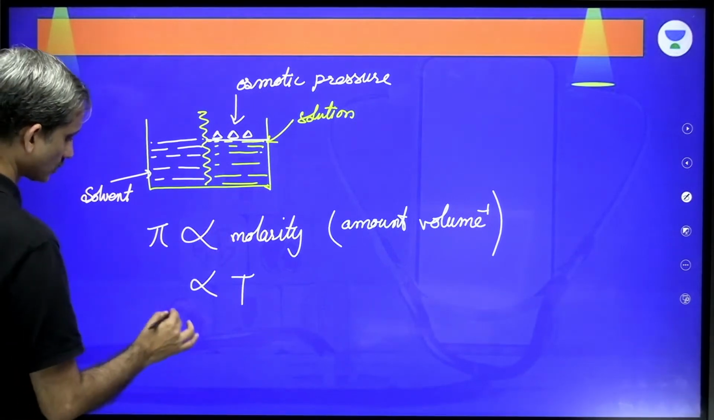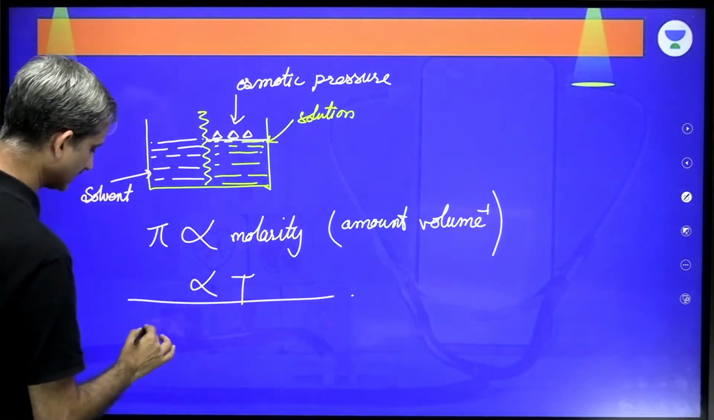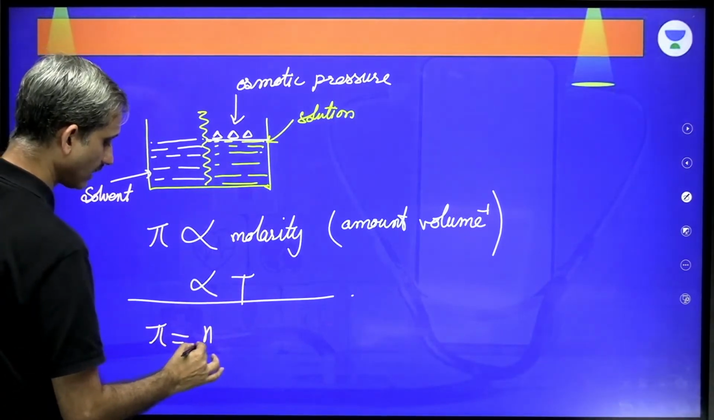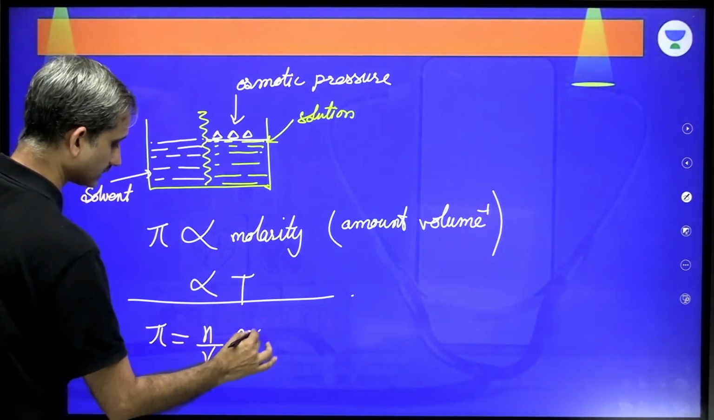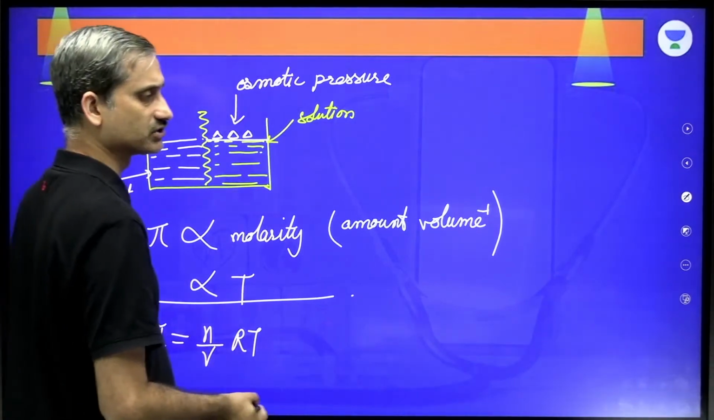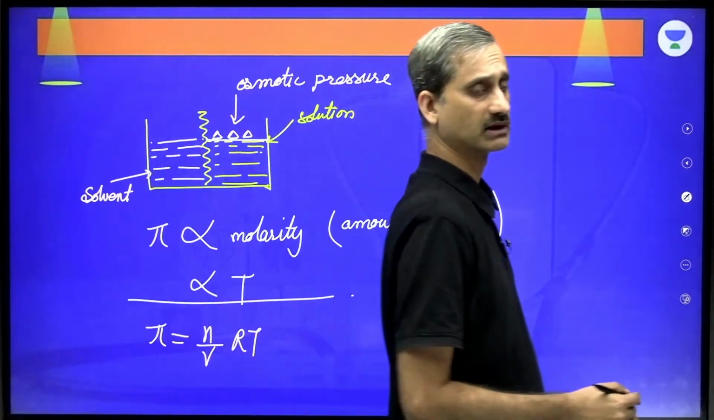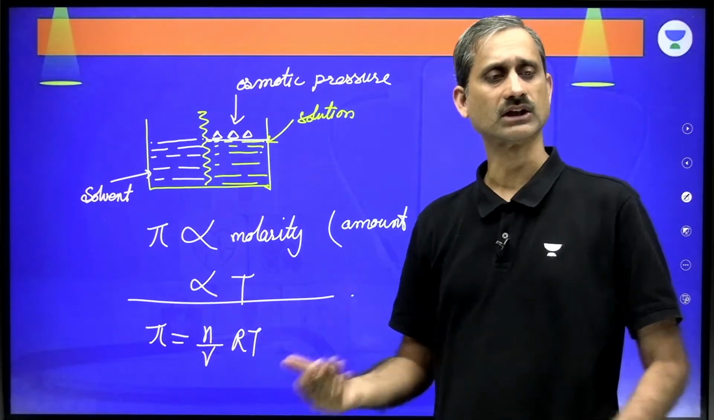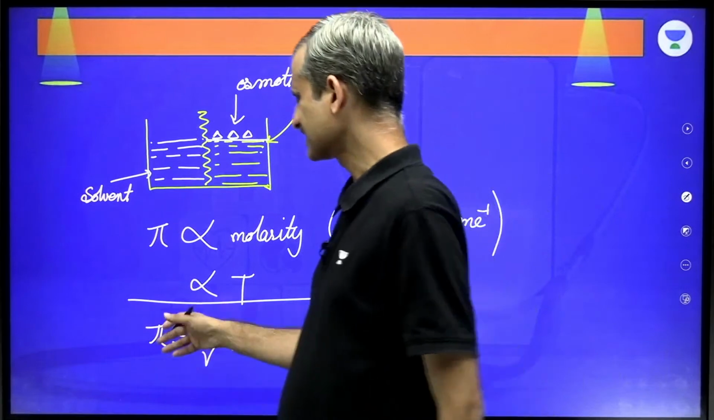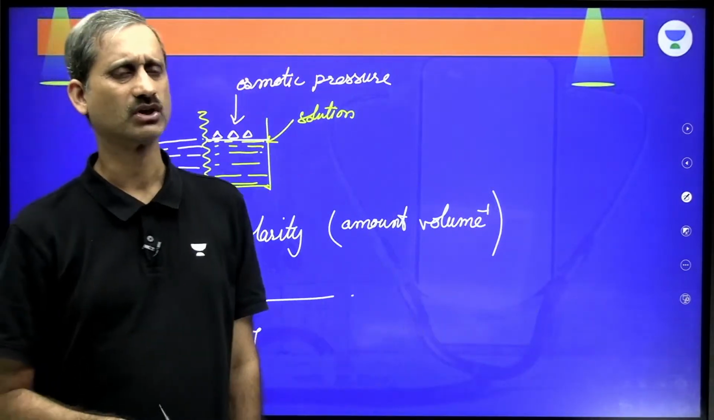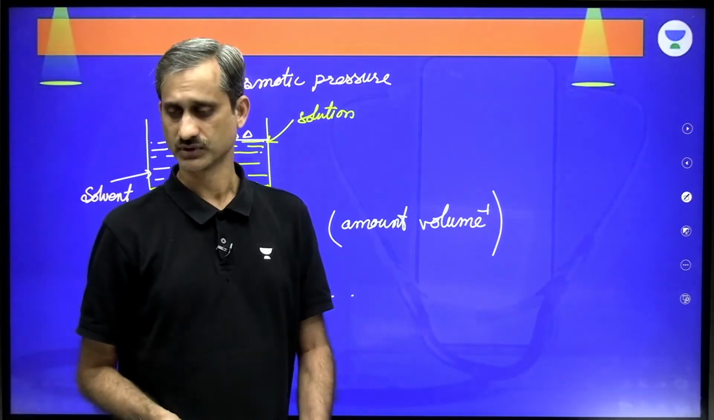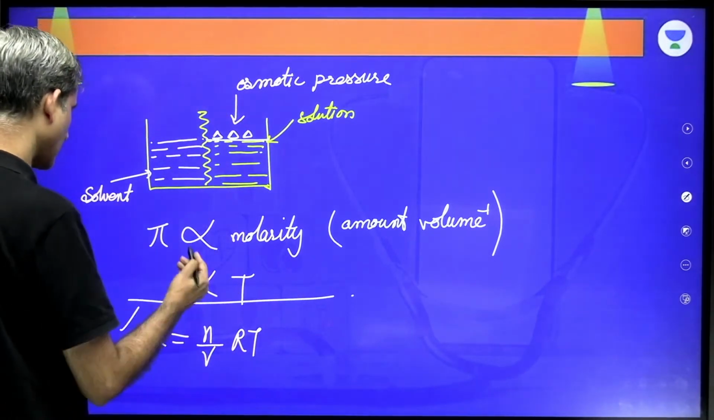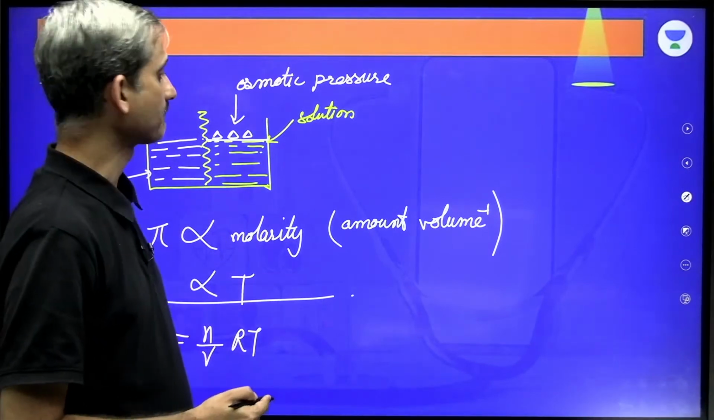Okay, so what we find is that this pi is actually equal to n by V RT. Now if n is moles and V is in liters or decimeter cube, then in that case it is going to become molarity. So pi is equal to CRT, or the concentration times RT. Now this is very similar to the ideal gas equation, because here again we are talking about vapors. Clear? So this is what we call osmotic pressure.